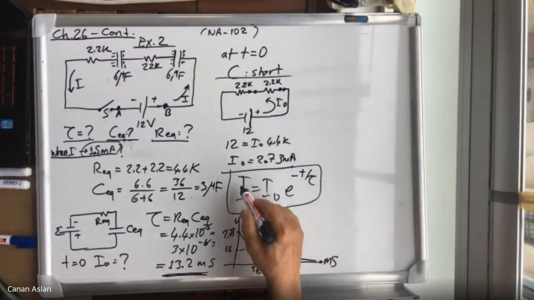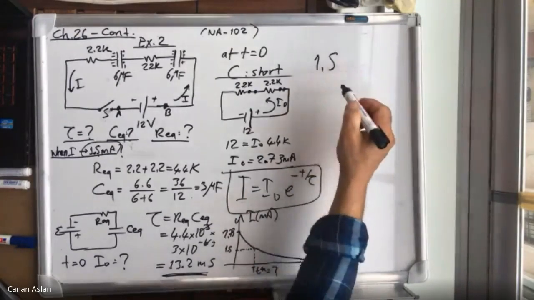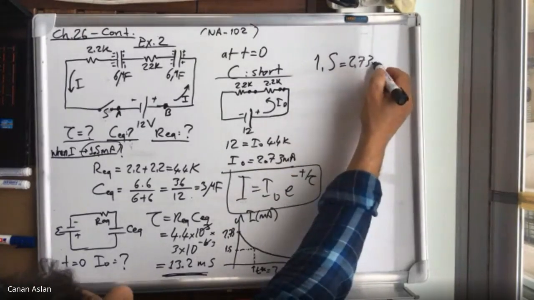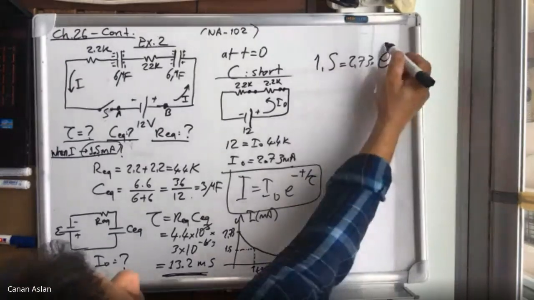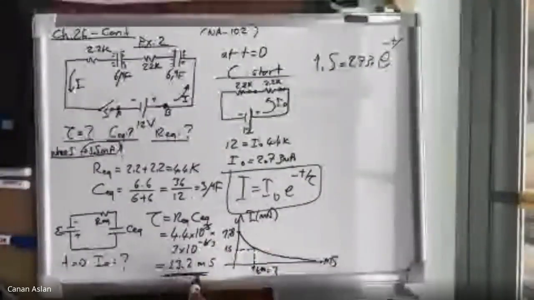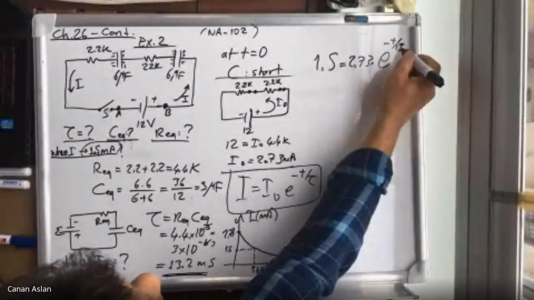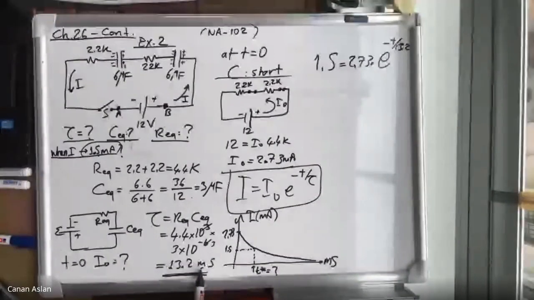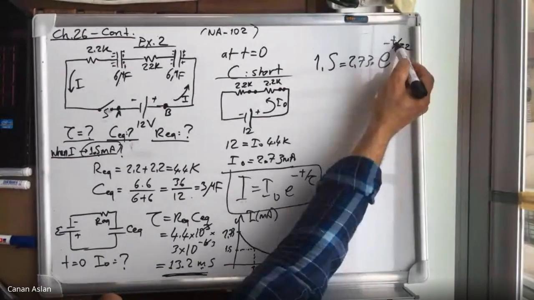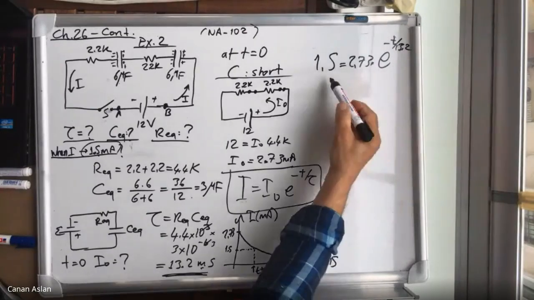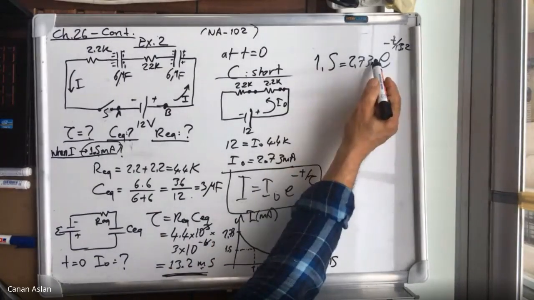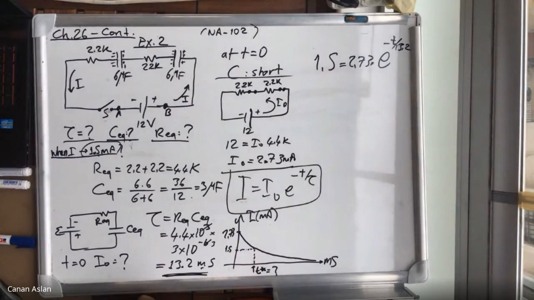They say that I is just 1.5 milliamperes when I0, which we found, is 2.73 times e to the minus t divided by tau, which is just 13.2. As you see, this is t over tau. I didn't put milliseconds, I didn't put 10 to the minus 3 there, because the time that we will find will be in milliseconds, dimensionally. Here also I didn't put any milliamperes, because the 10 to the minus 3s cancel from both sides. So basically, you can solve this simple equation for t.